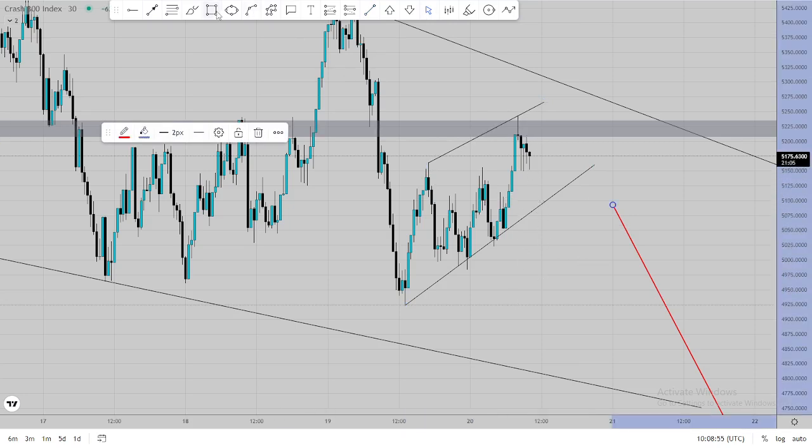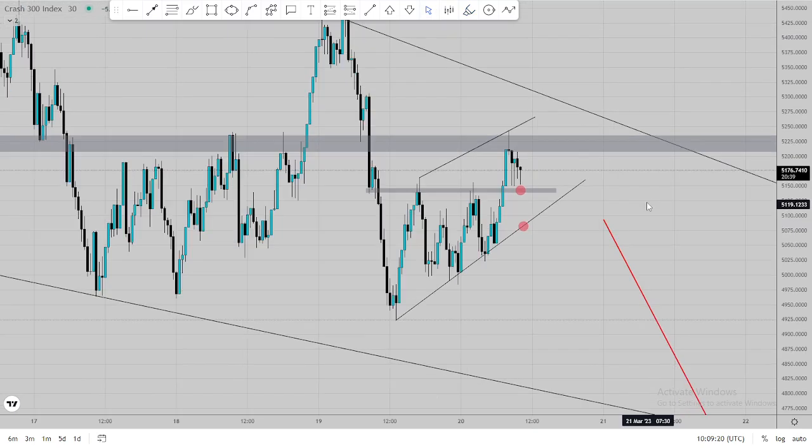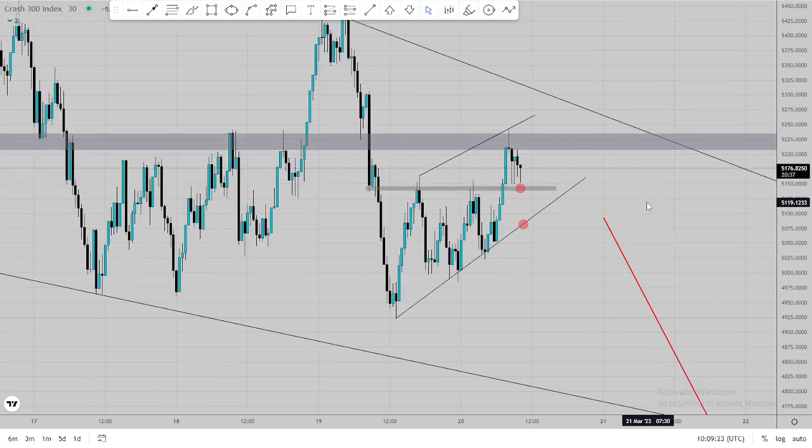Or we can also mark this level, very significant level, this one. So this level we are saying it was respected, break, retest, retest, break. So if the market comes below that level, you can actually start selling. If it breaks here, you actually sell more. Here we sell, here we sell more. So currently this is what I'm looking at on Crash 300.